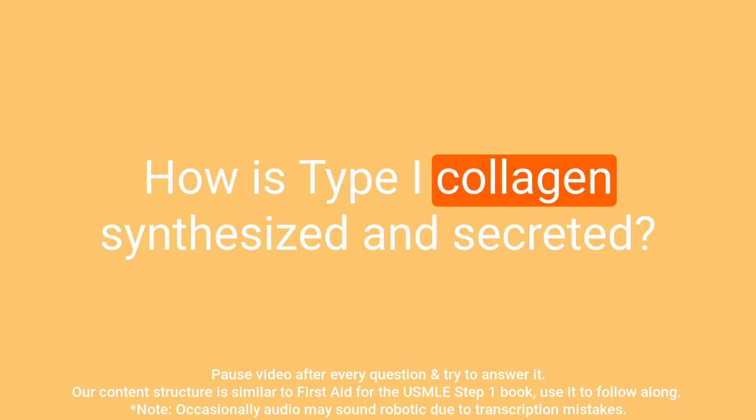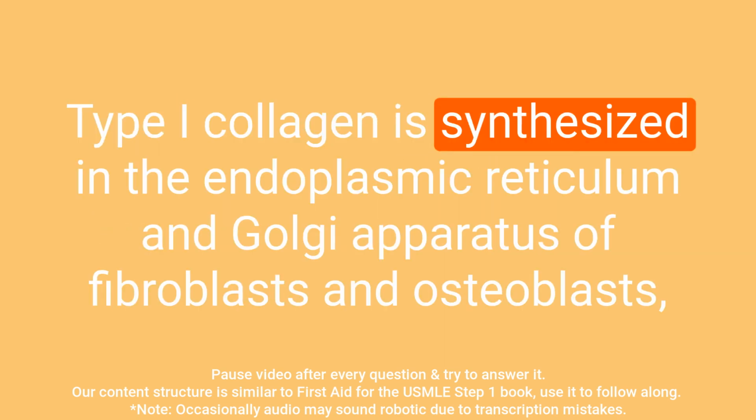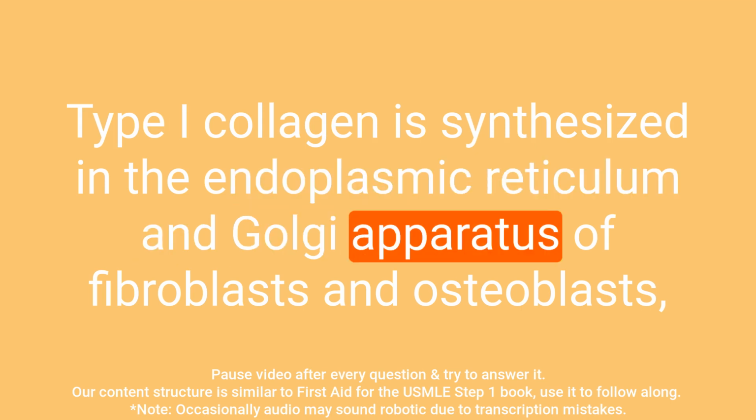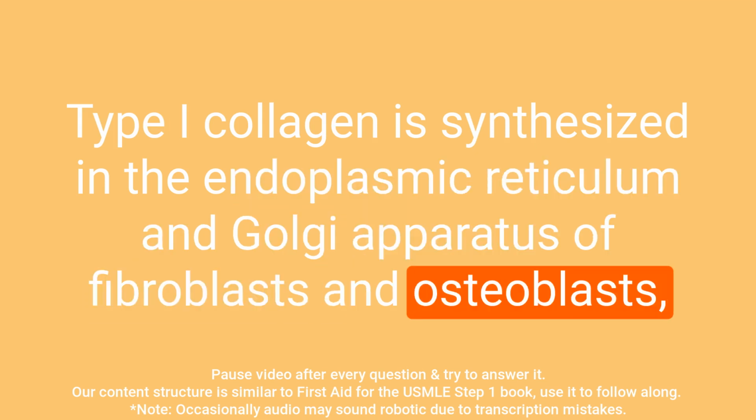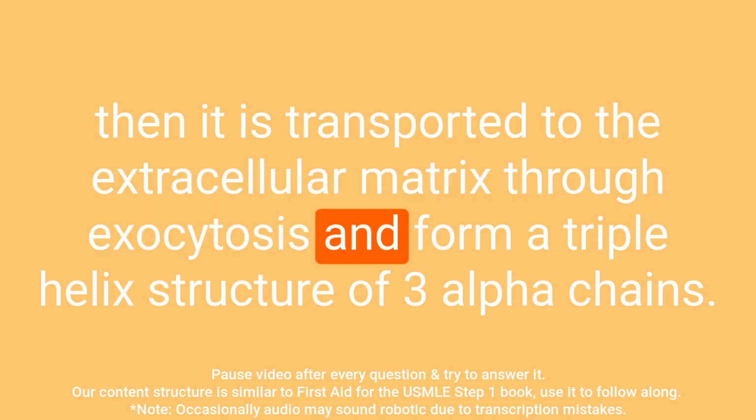Question: how is type I collagen synthesized and secreted? Answer: type I collagen is synthesized in the endoplasmic reticulum and Golgi apparatus of fibroblasts and osteoblasts. Then it is transported to the extracellular matrix through exocytosis and forms a triple helix structure of 3 alpha chains.